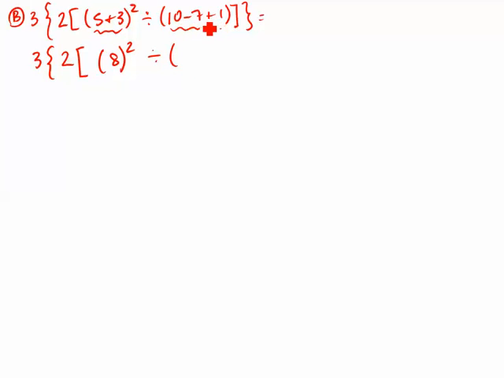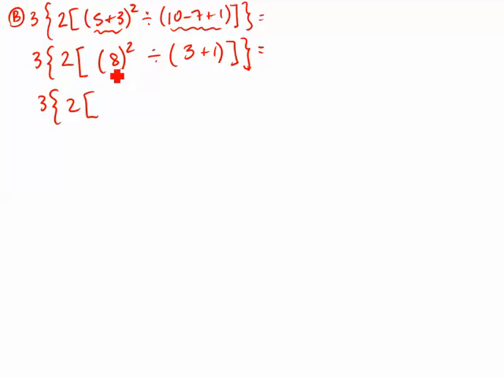Now, I look at my operations, I have a subtraction and an addition. Normally in BEDMAS, A comes before S, but because they're in the same family, I work from left to right. So 10 minus 7 is 3, plus 1. I still have my square bracket and my curly bracket. 3, curly bracket, 2, square bracket. And I'm now still working on these separately because of this division.